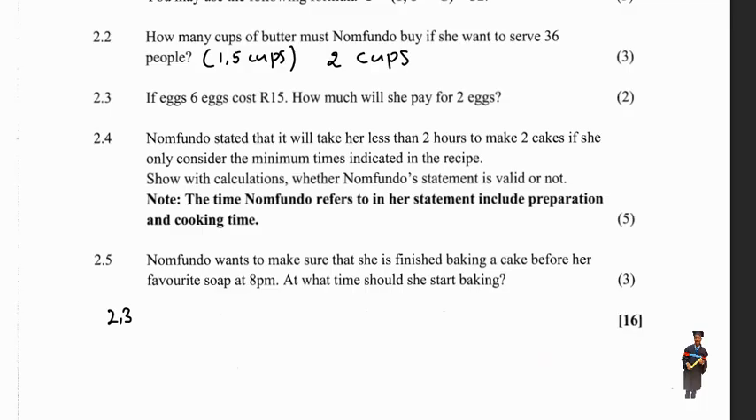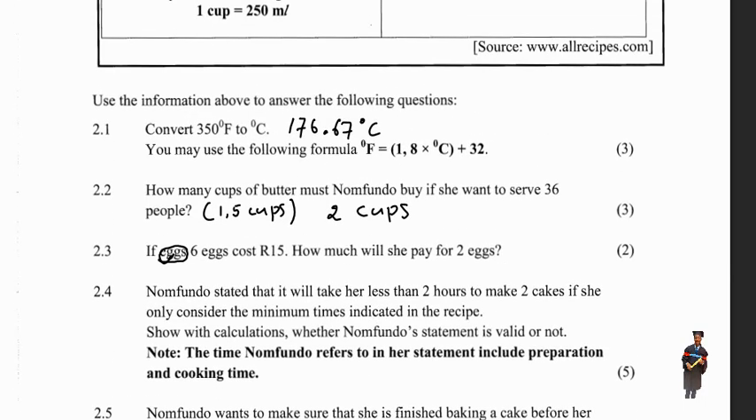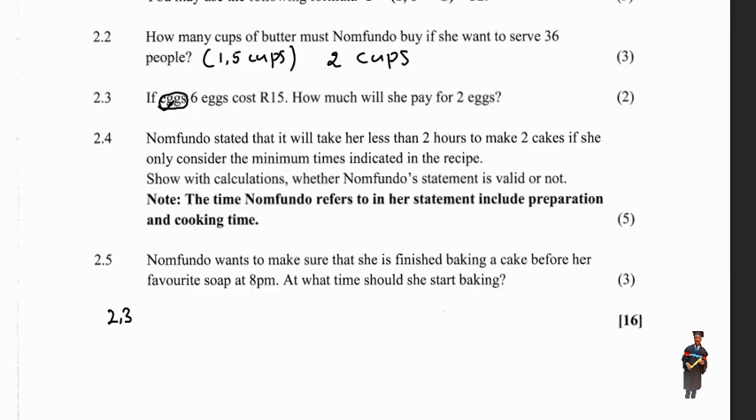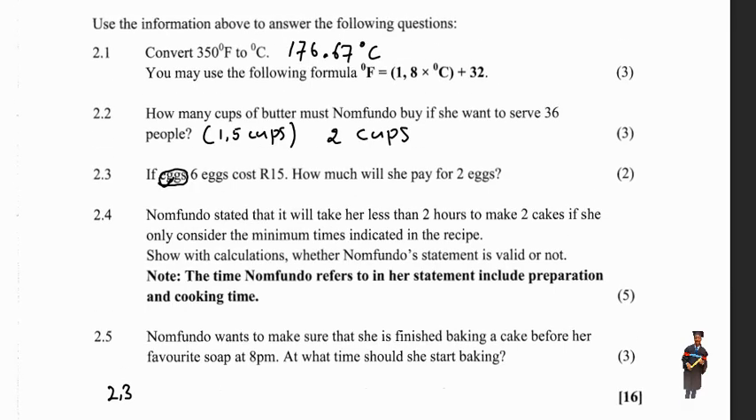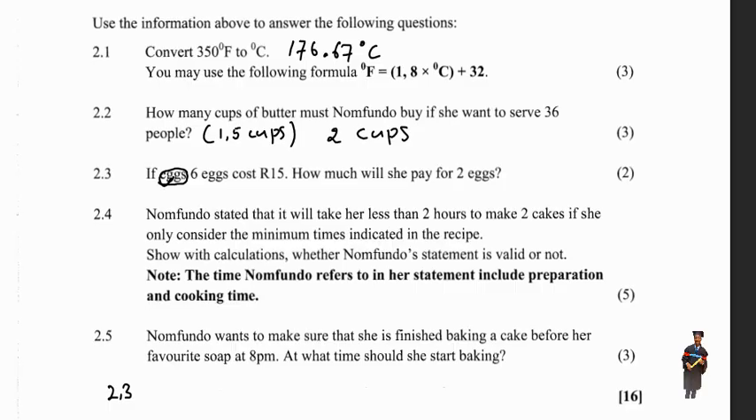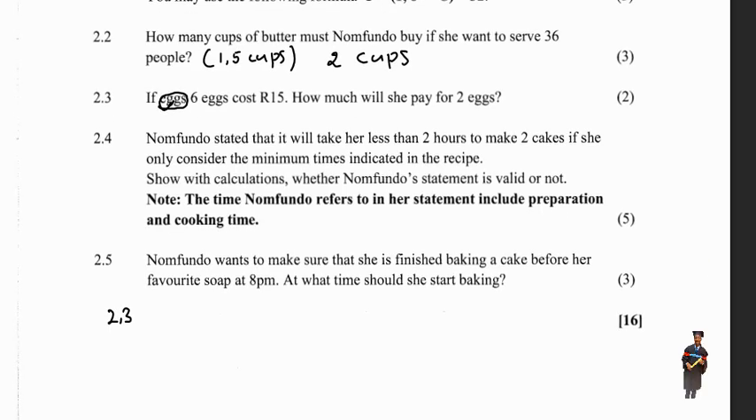2.3 says if x, I think they wanted to say if 6x. Okay, if 6x costs 15 rand, how much will she pay for 2x? Let's check. Okay, oh, there is no need to go and check, everything is here. If 6x costs 15 rand, how much will she pay for 2x? Okay, we can approach this question in many ways. One way is to first find the cost of each x and then multiply by 2.